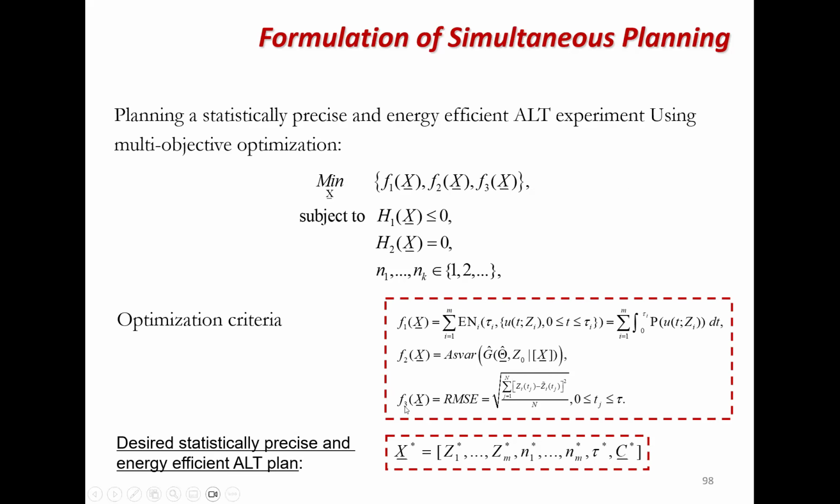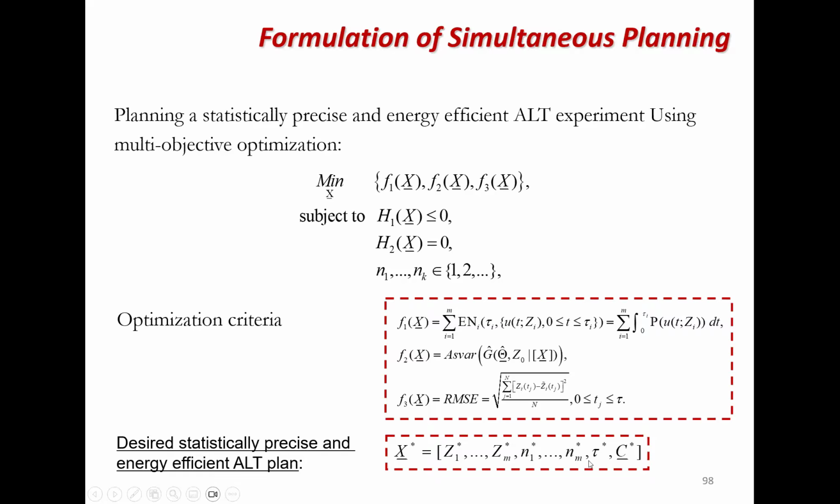And also the last objective, F3, we want to make sure that the root mean square, basically, the actual equipment stress profile follows the intended stress loadings as accurately as possible. I don't want the actual stress profile to be too far away from the intended stress profile. Otherwise, estimation accuracy, not precision, is going to be affected significantly. So our desired statistically precise and energy efficient ALT plan will be this.